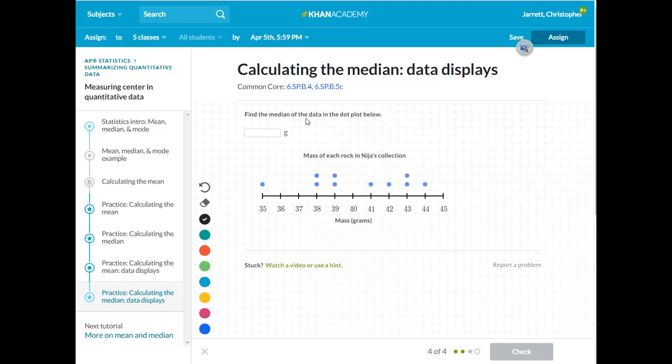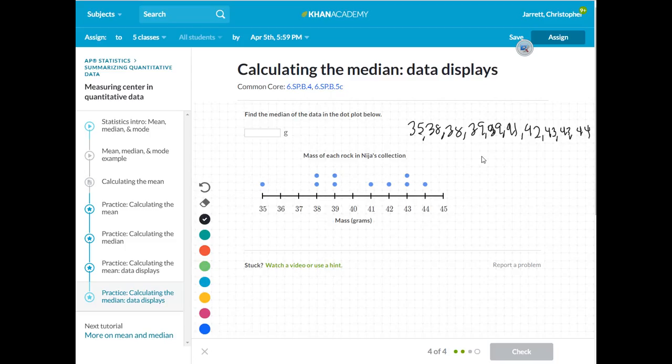So now we're looking for the median of the data in the dot plot below. These are different masses of rocks in Nigel's collection. These are pretty much already in order because they're on a number line. So we have a 35, 2 38s, 2 39s, a 41, a 42, 2 43s, and a 44.